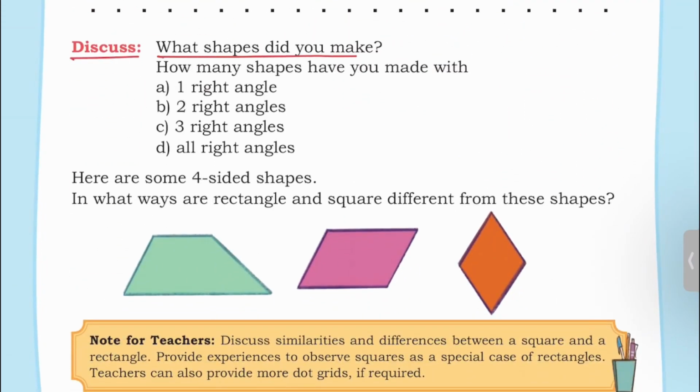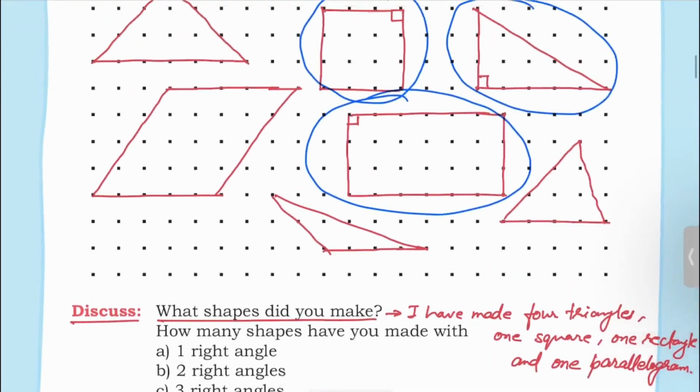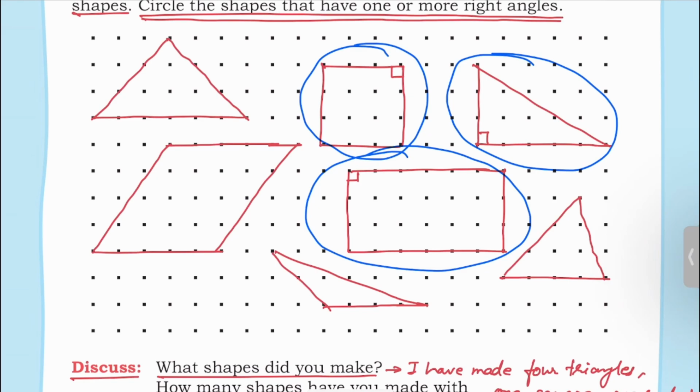Discuss. What shapes did you make? The answer is, I have made 4 triangles, 1 square, 1 rectangle and 1 parallelogram. You can see it here. 4 triangles, 1 square, 1 rectangle and 1 parallelogram.